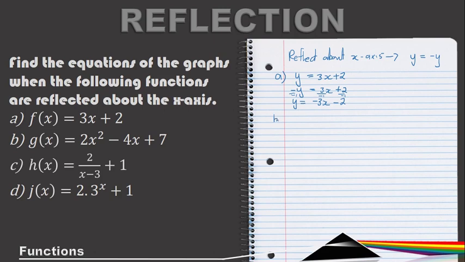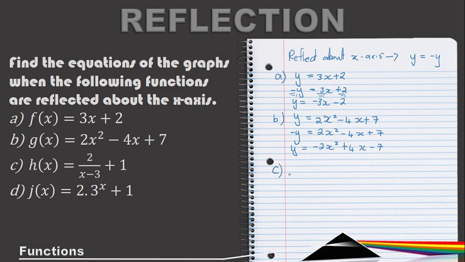Right, so next up we have a quadratic, so we write it as y is equal to minus 2x squared minus 4x plus 7. So we're going to replace our y with a negative y equals 2x squared minus 4x plus 7, and then we isolate y. So y is equal to negative 2x squared plus 4x minus 7, because if we divide both sides by a negative, all our term signs simply change.